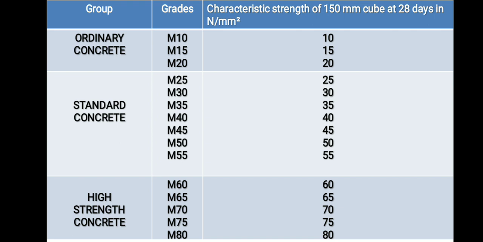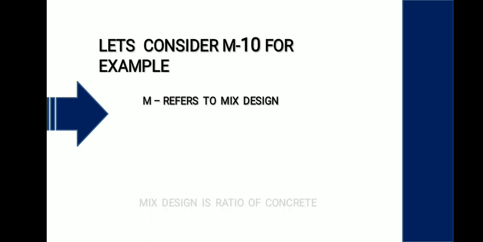Let's see the table once again. If we are using M10 grade concrete, after 28 days, how much characteristic strength will it gain? It will gain 10 Newton per mm square. Similarly, if we consider M40 grade, after 28 days, that particular 15 centimeter cube will gain 40 Newton per mm square. Similarly, for M75, after 28 days, it will gain 75 Newton per mm square. I hope this example was easy for you to understand.